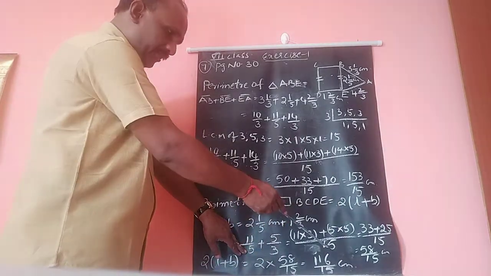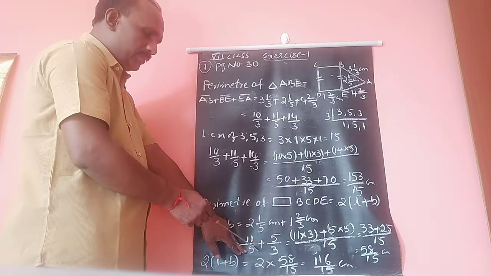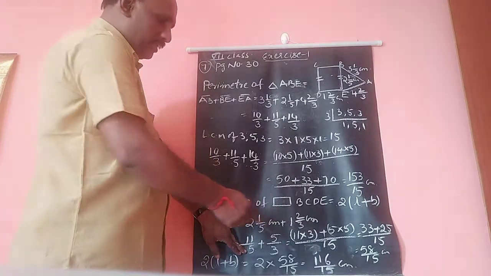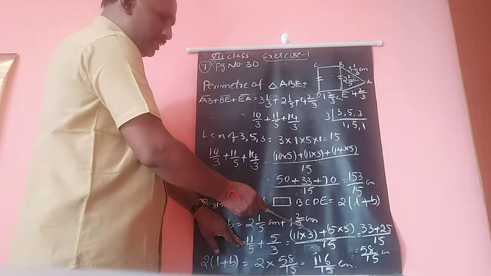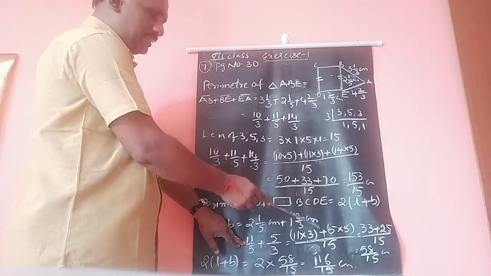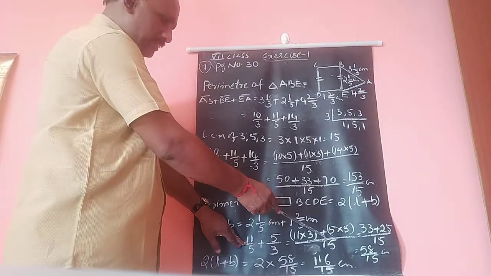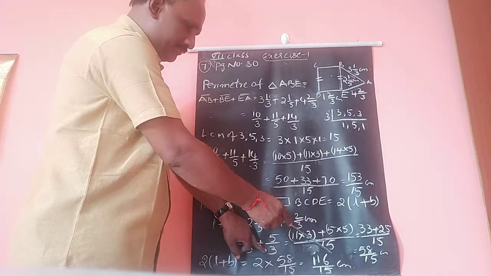How does it happen that 5 into 3 is 15? Then the numerator part 11 also should multiply with 3 only. 11 into 3, and we finish here like that: 11 into 3 plus 3 becomes 15.